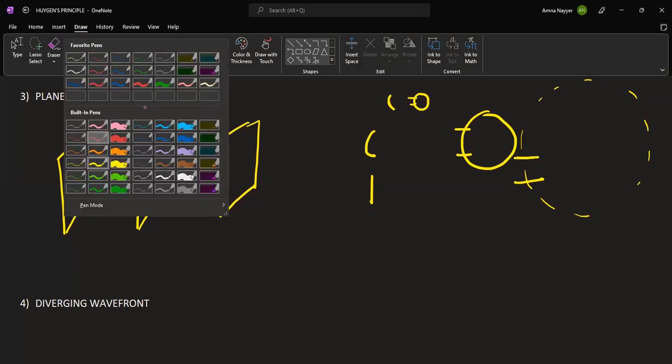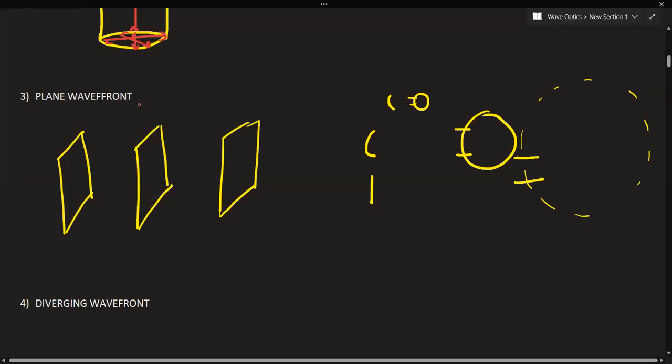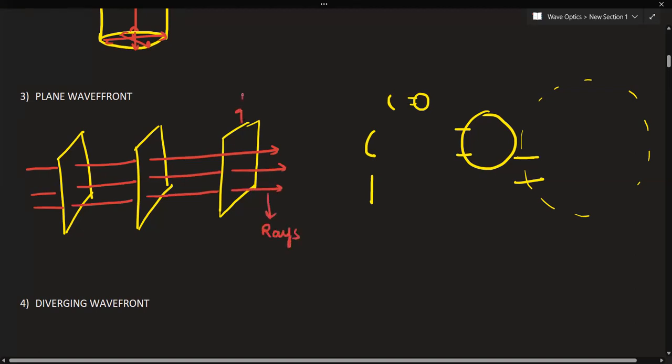Now see, how do we draw the rays? Parallel to the wavefront or perpendicular to the wavefront? Perpendicular. So perpendicular to the wavefront, these kind of rays will be passing. These rays will be perpendicular. So these represent the rays, and this is the plane wave. All these are the plane wave.